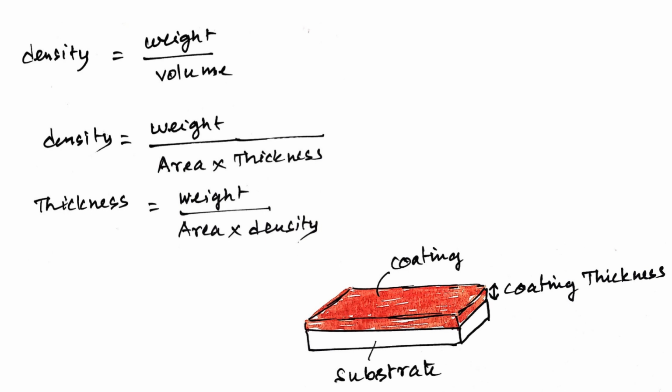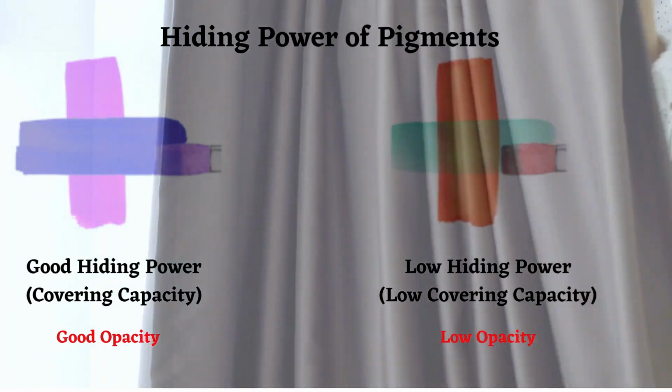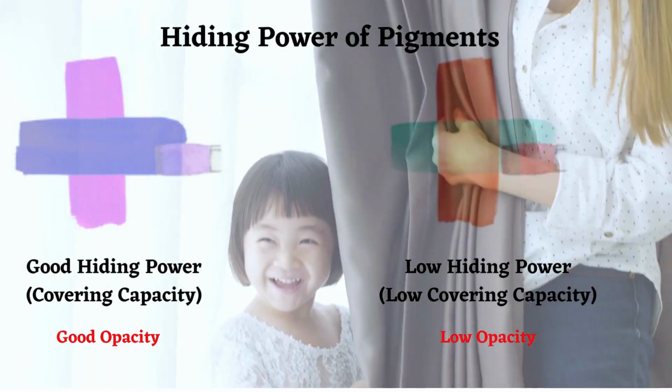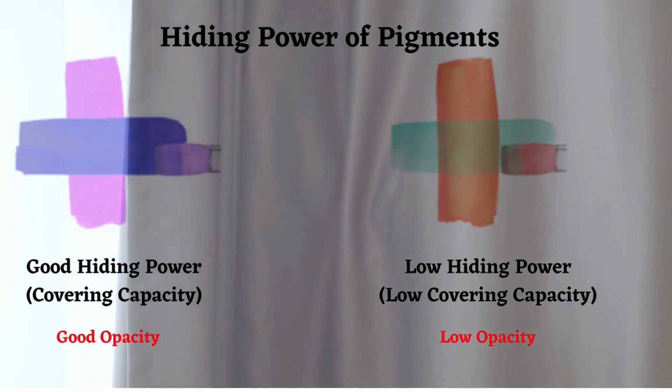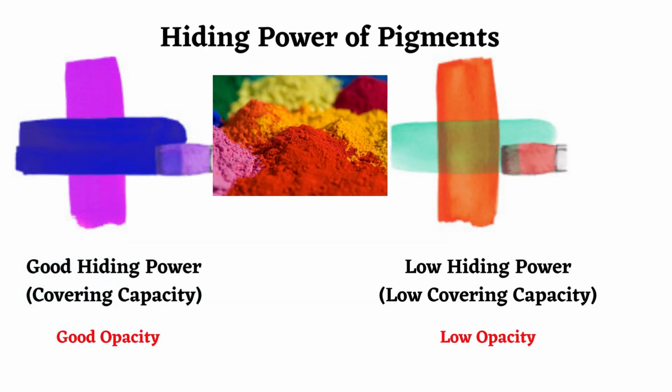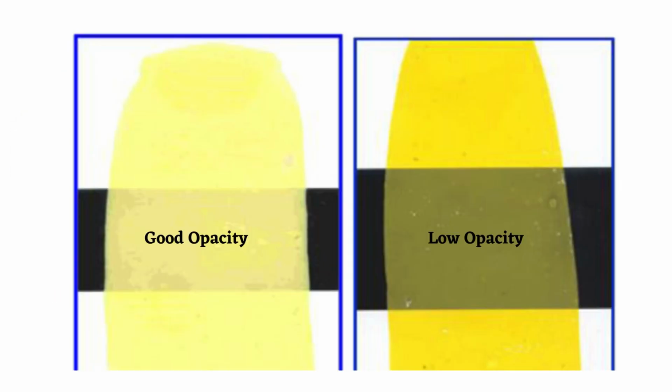Here we have the substrate over which we give the coating of certain thickness. Hiding power of pigment: using appropriate pigment we can have good opacity, which is called hiding power. So we can make use of good quality pigment with high opacity, and also with a high solid content of binder, we can have a very good quality paint.